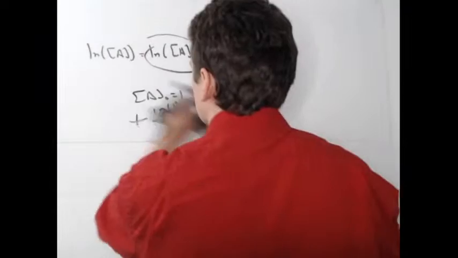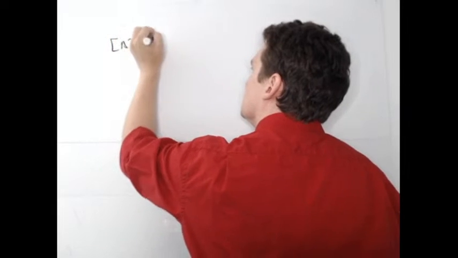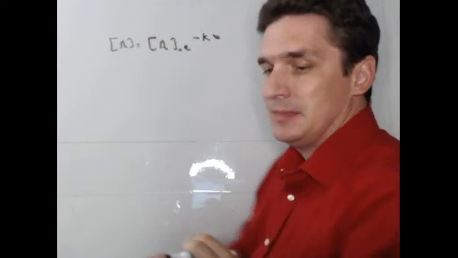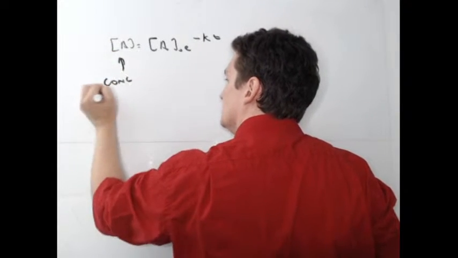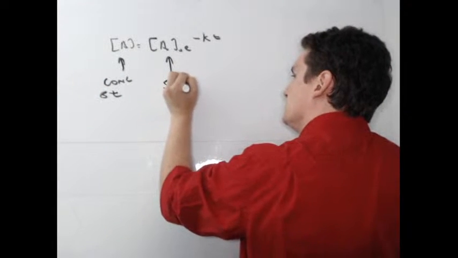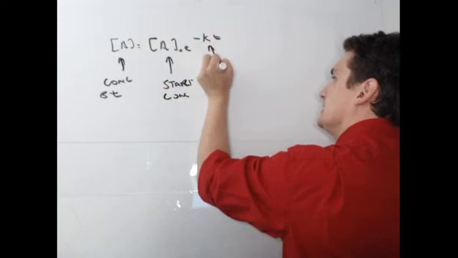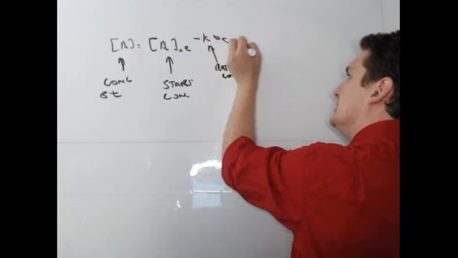So our starting equation is the concentration of A is the starting concentration times e to the minus kt. So A here is our concentration at time t. A naught is our starting concentration. k is our rate constant. And t here is time.